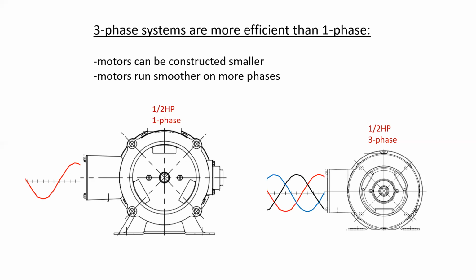Motors will also run smoother on more phases, and that again is because of three-phase not having a point where 0 volts and 0 power is being applied. So by contrast, a half-horsepower single-phase motor would be rough and choppy in its rotation when compared to a three-phase motor.